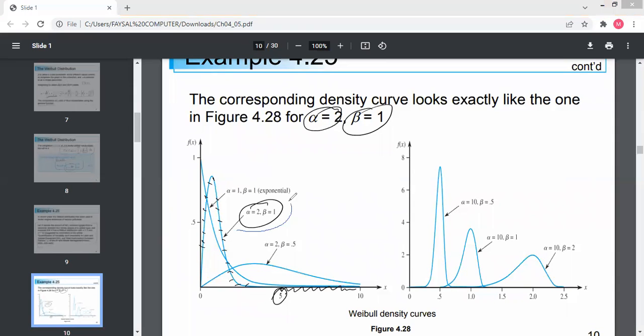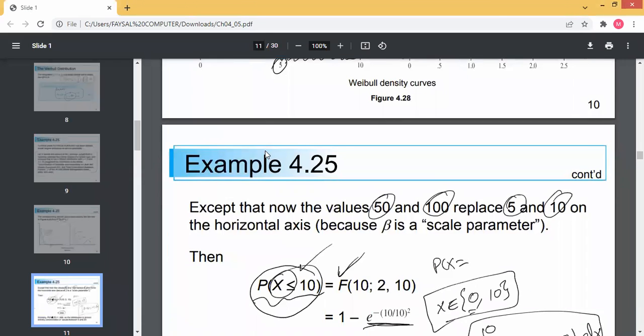and beta equals 1, this value. Okay, so this is all the information. Now expect that the values 50 and 100 replace 5 and 10 on the horizontal axis, because beta is the scale parameter.